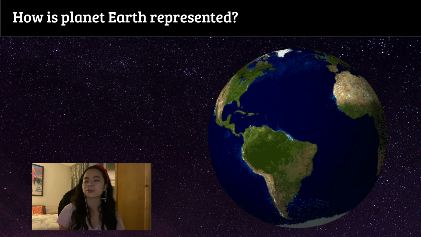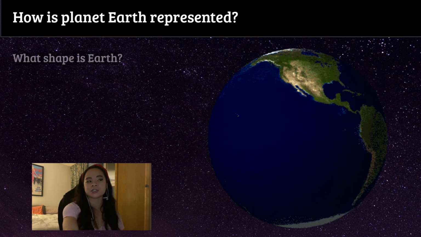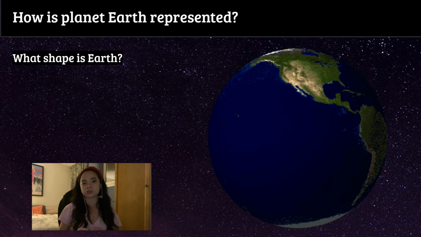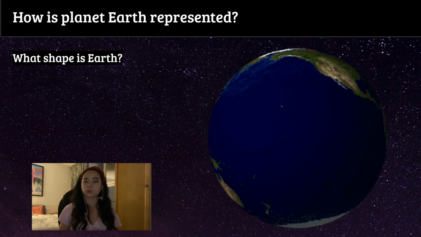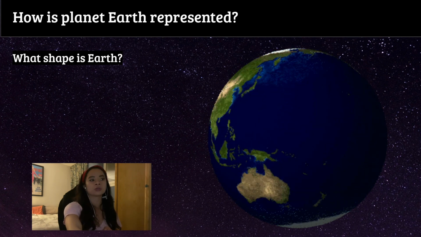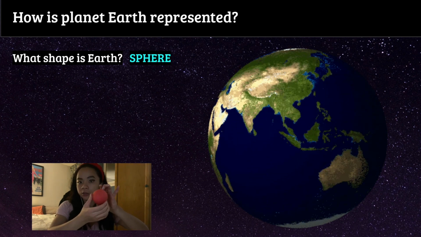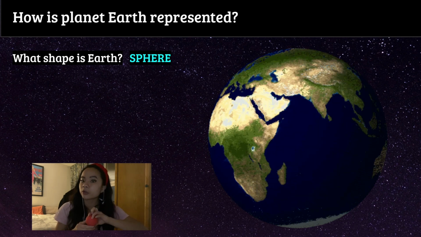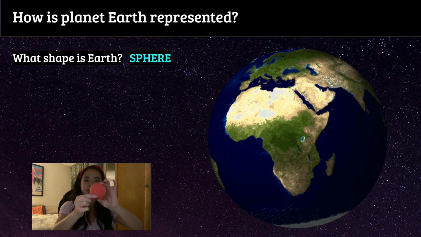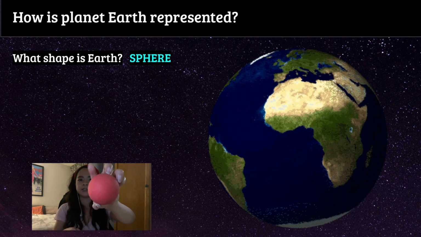Let's talk about Earth. How is it represented? First question, what shape is Earth? What shape is Earth? A sphere. When you look at this ball, this is a sphere. Earth is a globe and a sphere because it's 3D.